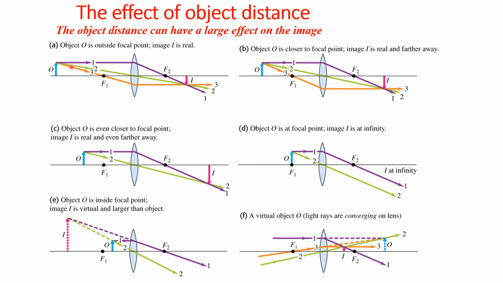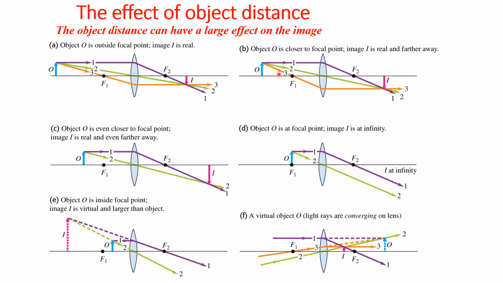Ray number 2 is incident by passing through the center of the lens, and it doesn't change direction. Ray number 3 is incident by passing through the focal point 1, and when refracting, it passes in a line parallel to the principal axis. Where the 3 rays meet is where the image is formed. The image is real, smaller than the object, and inverted.